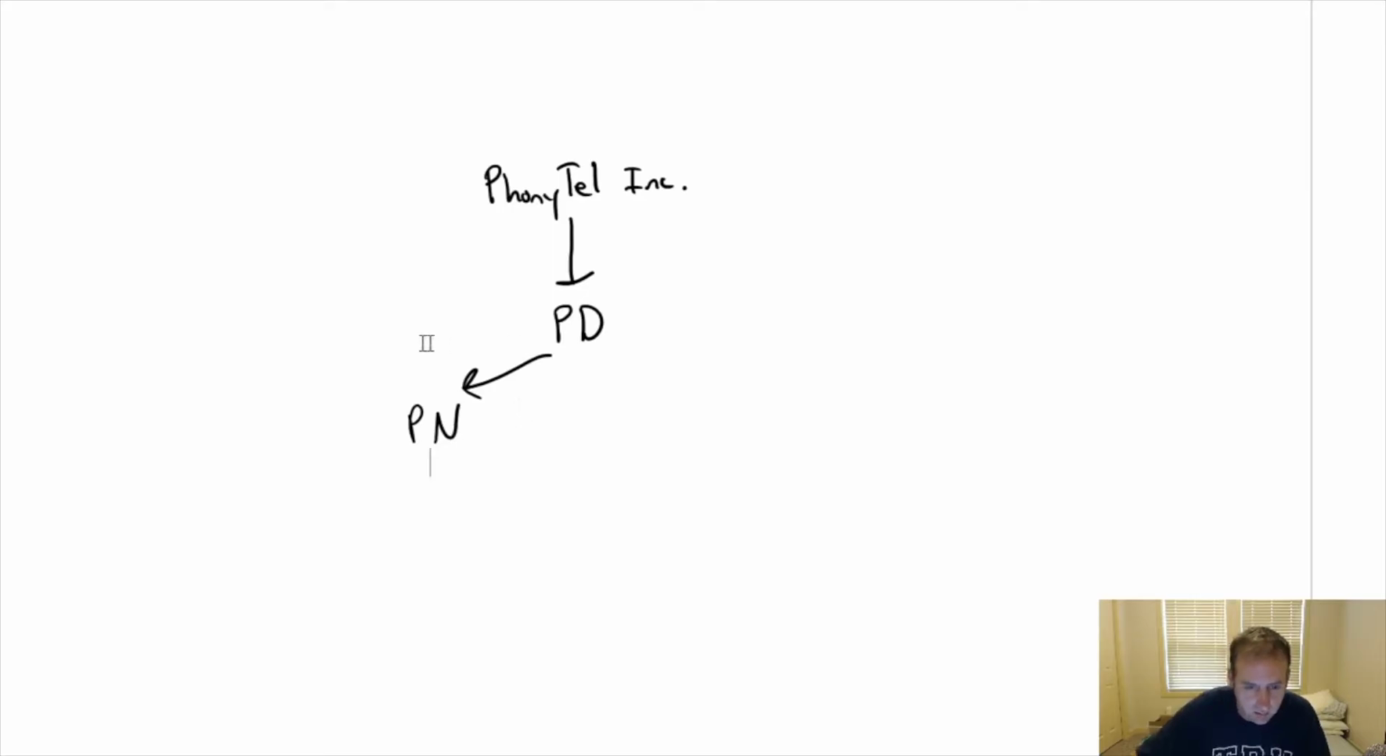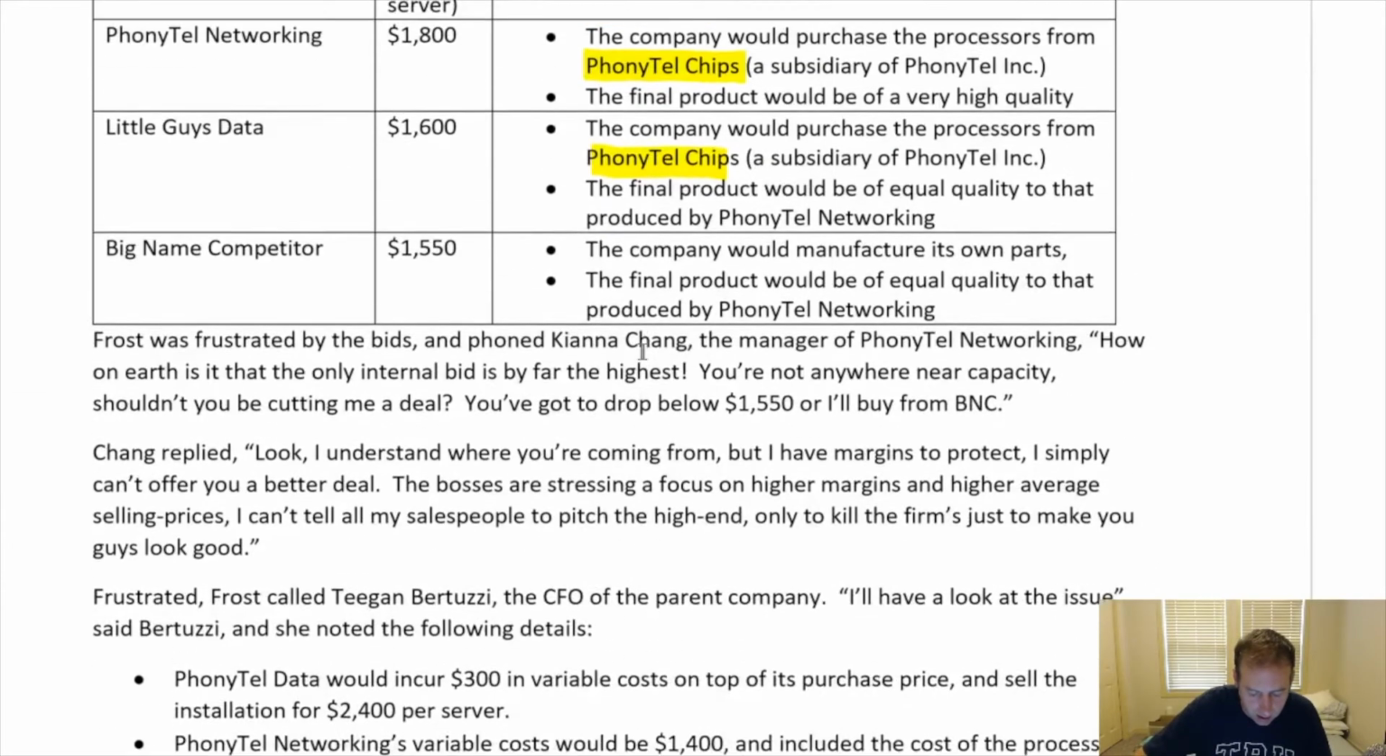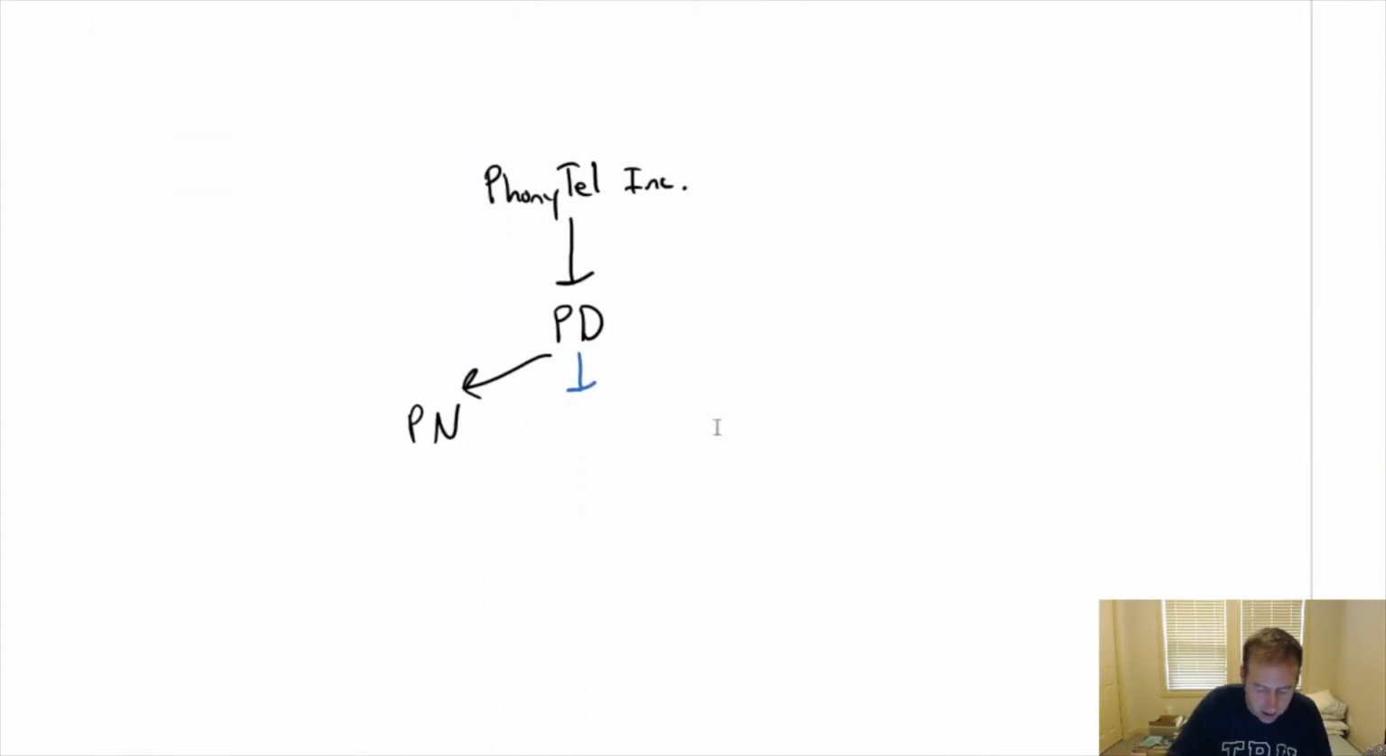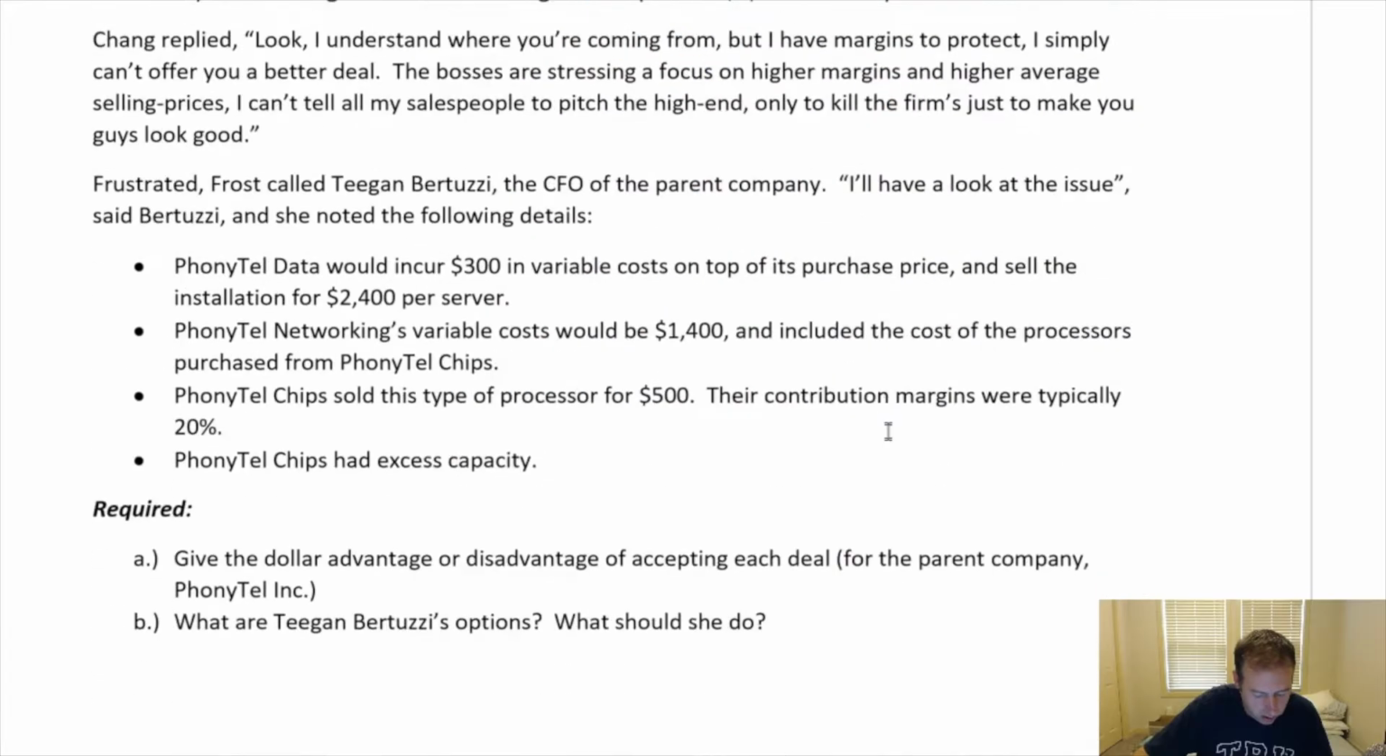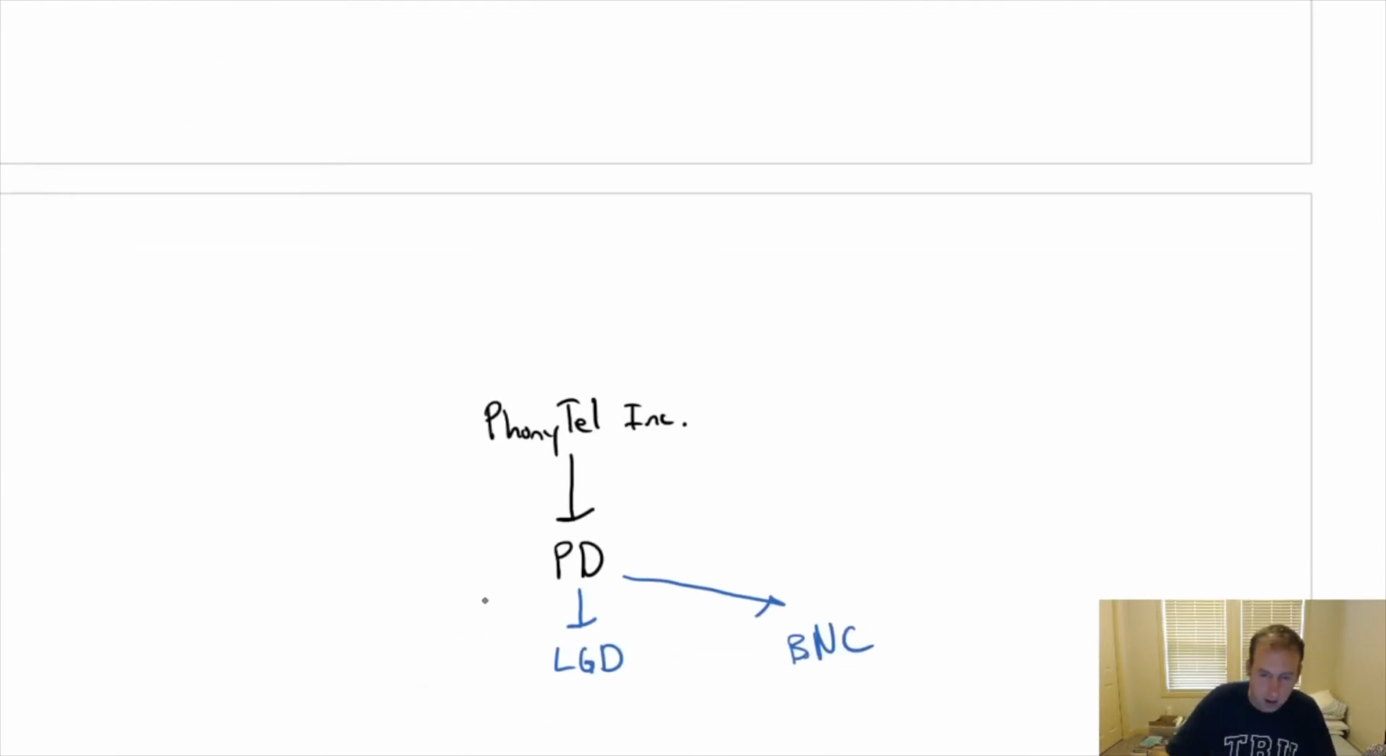I'll make everything that's kind of our company in black, and an outside company, I'll make it blue. We've got another bid coming in from Little Guys Data. And one more bid coming in from a big name competitor. I'm actually going to space this out a little better. Big name competitor. Okay. Let me just give myself a little bit more real estate here to work with. Okay, so those are so far the relationships.